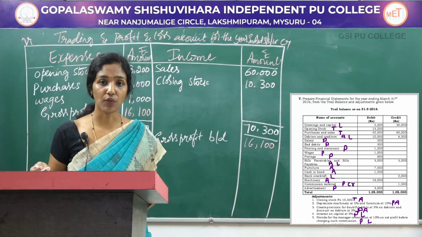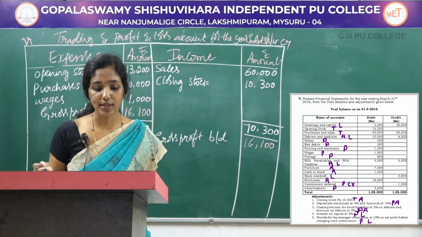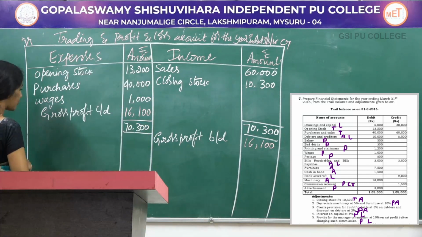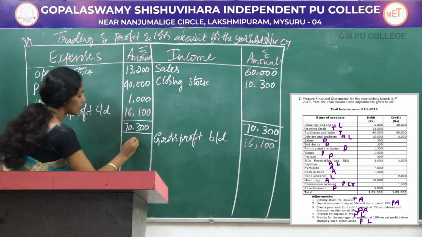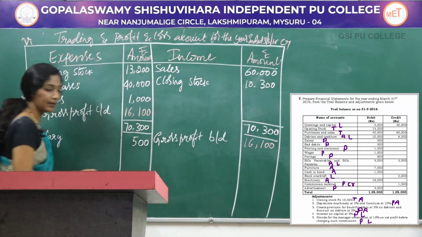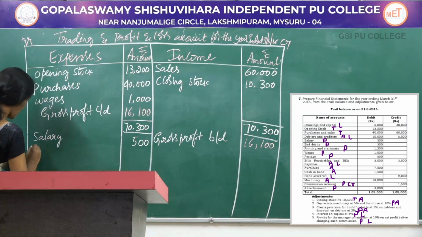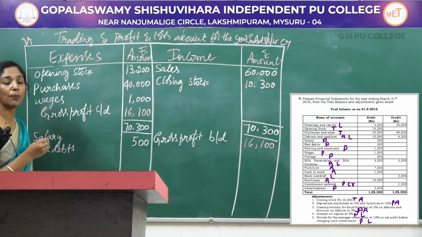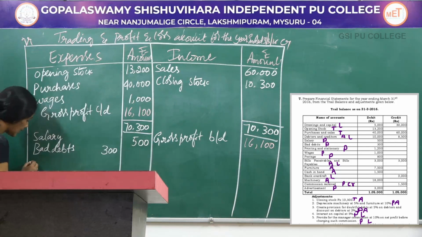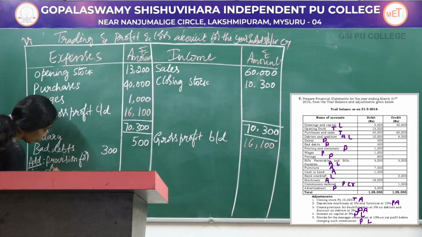Next, coming to the profit and loss account, the first item is salary. So you have to write salary. Salary, what is the amount of salary? 500. Next, bad debts. What is the amount of bad debts? 300. The next, you have to add provision for doubtful debts.